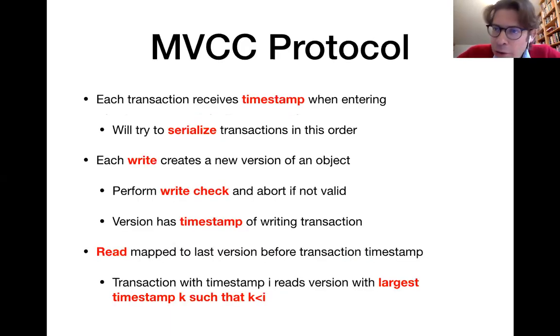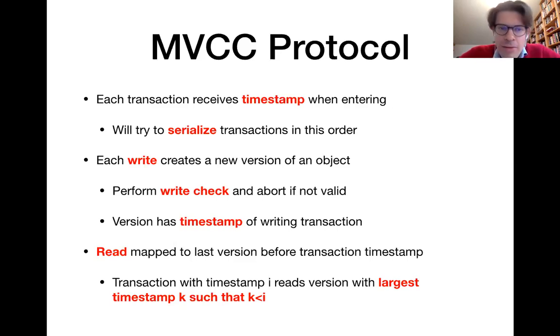This is the high-level outline of the multi-version concurrency control protocol. First of all, each transaction gets a unique timestamp when entering the system, and we try to make everything look as if those transactions had executed in the order of those timestamps. Whenever a transaction writes an object, in other concurrency control protocols, it means that the old value is overwritten by the new value. But in this case, a new write creates a new version of an object.